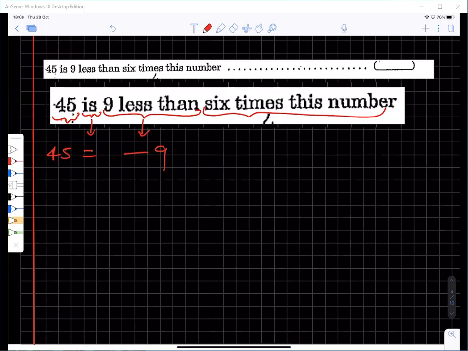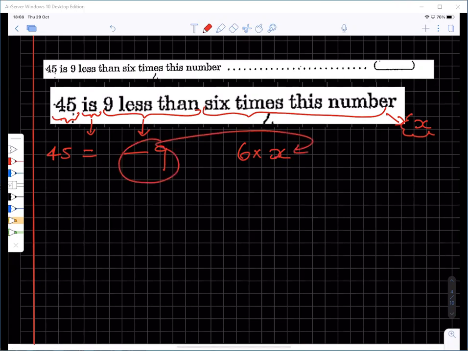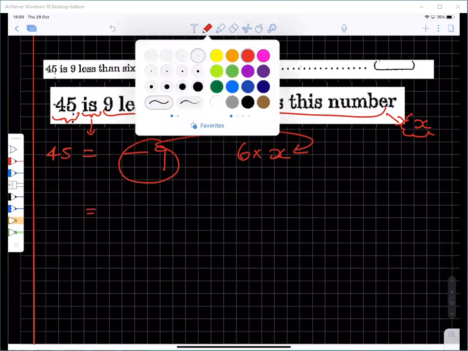Timesing by 6. And 6 times by what number? What's the missing number called? x. Okay, so if you translate it purely like that, 45 equals minus 9 from, well, where's the minus 9 coming from? From the 6x. So it's better if you write it, as we've done before, if you write it more nicely.